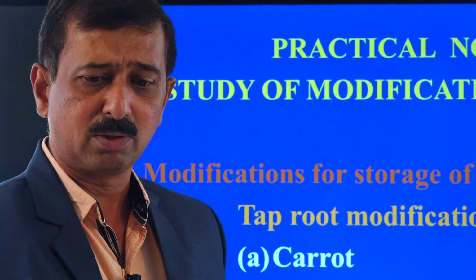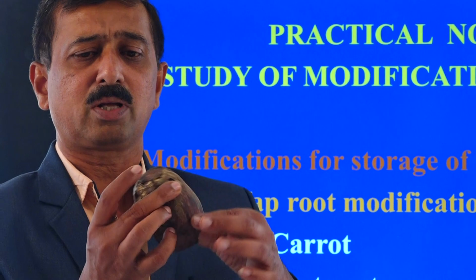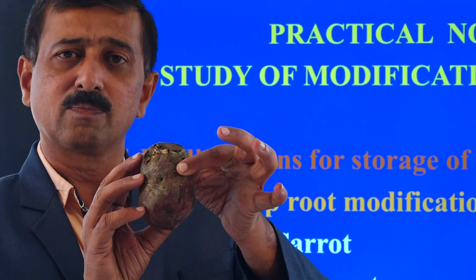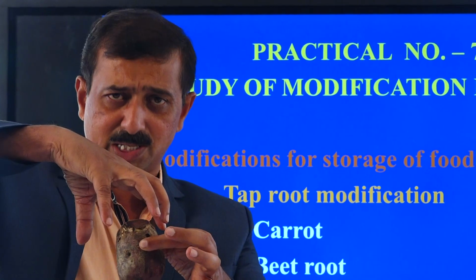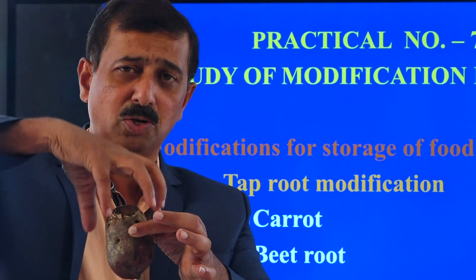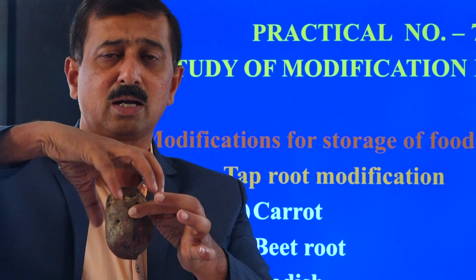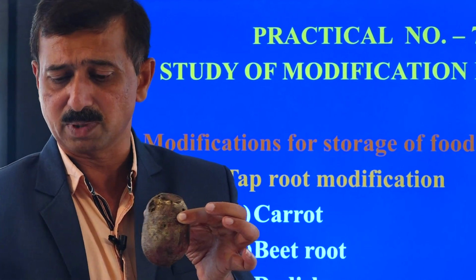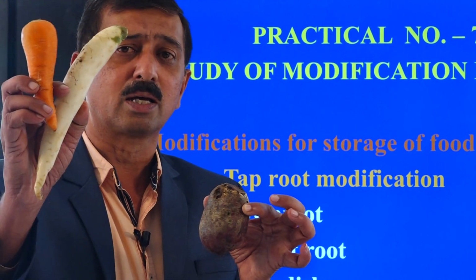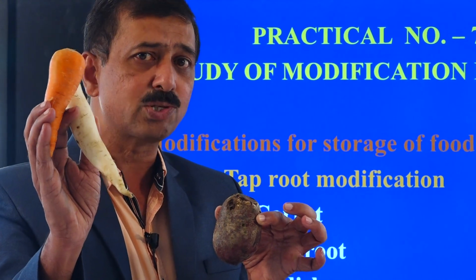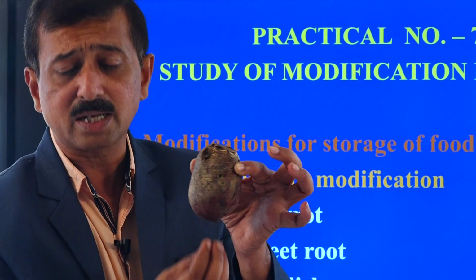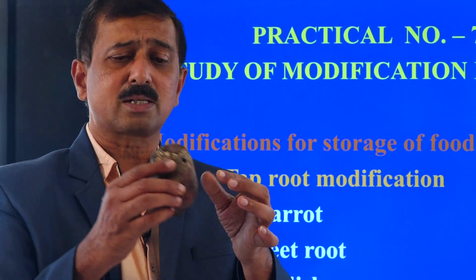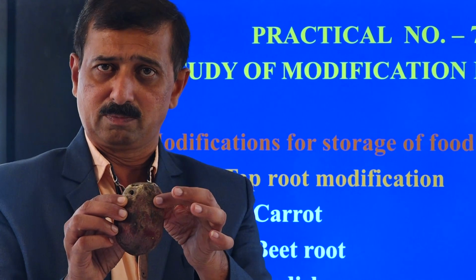Then beetroot. This beetroot is also a root. It has stored the food and suddenly bulges into a dome like shape, and the posterior end suddenly tapers. In these two cases there is gradual tapering, but here sudden tapering. So this is called napiform root.